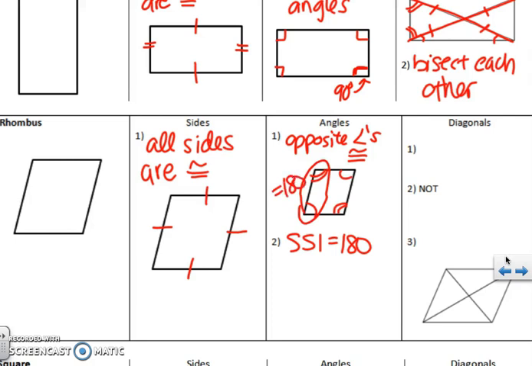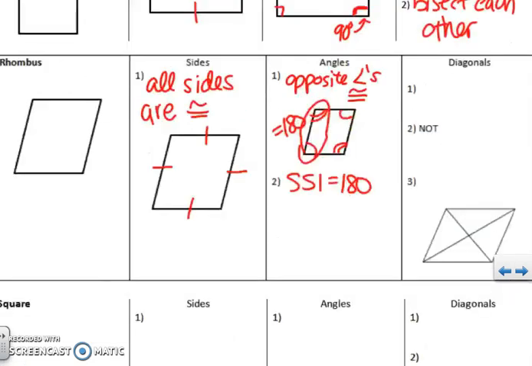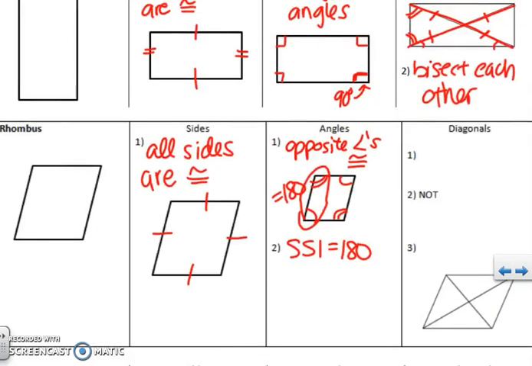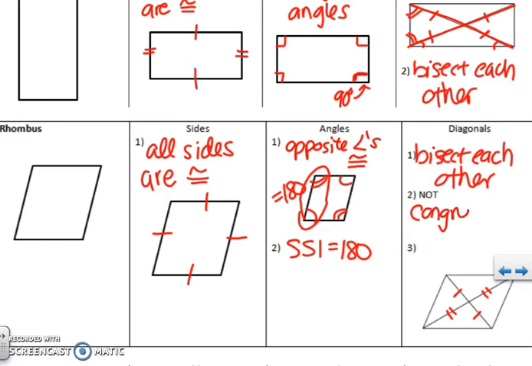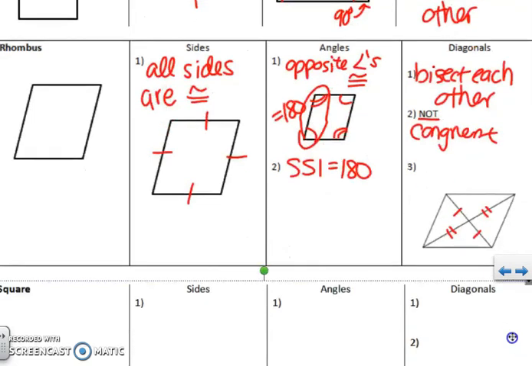Okay, we do know some more specific things about the diagonals though. We know they bisect each other, because that's what a parallelogram did. So this is congruent to this. This piece is congruent to that piece. The diagonals are not going to be congruent. That's why I put that not there. So in a rhombus, this really long piece is never going to be equal to this same piece.